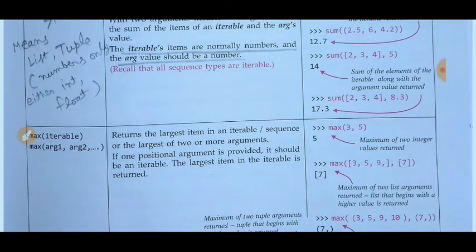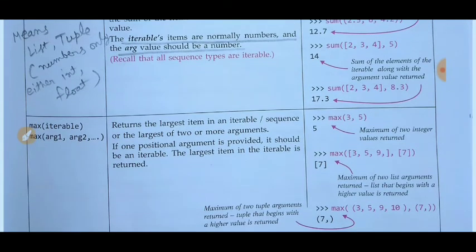Now next, first and second both are lists. First and second both are lists. So compare list with list, integer with integer, like this. So here 3, 5, 9 is the first list, 7 is another list. So here it returns answer 7 because in the first list the first value is 3 which is less than 7. So that's why 7 is displayed.